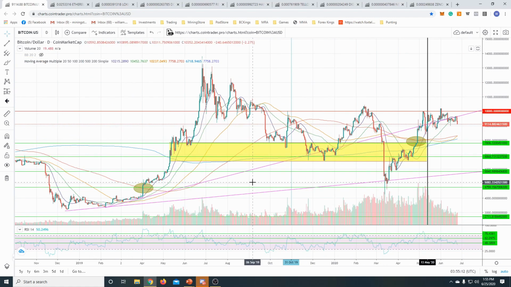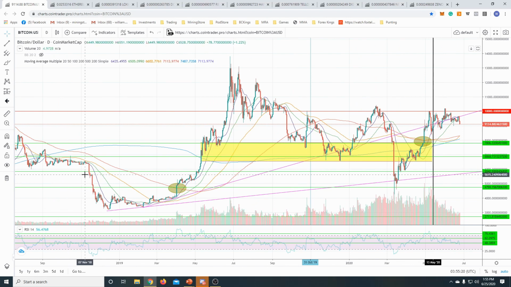Okay. Now the other thing that I've drawn is this pink line, and basically what I've done is I've drawn it from this point here at the bottom of the 2018 capitulation to another point just here, and it's kind of just like a base trend line.